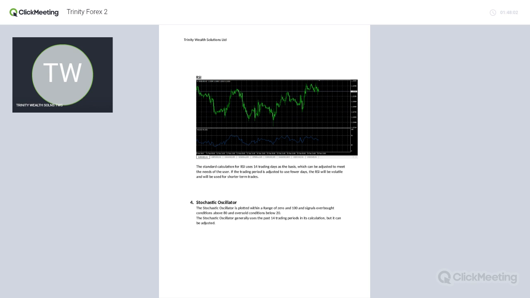Okay, and the standard calculation for RSI uses 14 trading days as the basis, which can be adjusted to meet the needs of the user. If the trading period is adjusted to use fewer days, the RSI will be more volatile and will be used for shorter term trades. Okay, so we can always change the parameters to match the instruments you're trading. Okay, so that's how you interpret it.